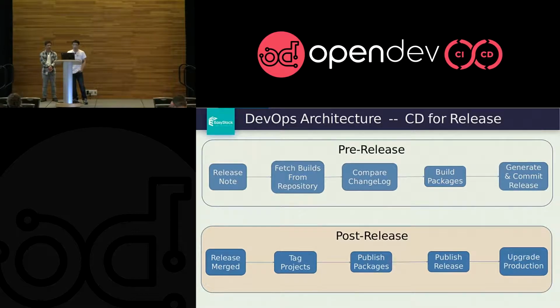First, we tag all the projects. Maybe if we release 1.2, we tag every project as 1.2. Then we publish the packages to our repository. And then we publish a release, maybe ISO images. The last step is to upgrade our production environment, as I said before. We need to ensure the upgrade process won't impact anything in the production environment. Okay.